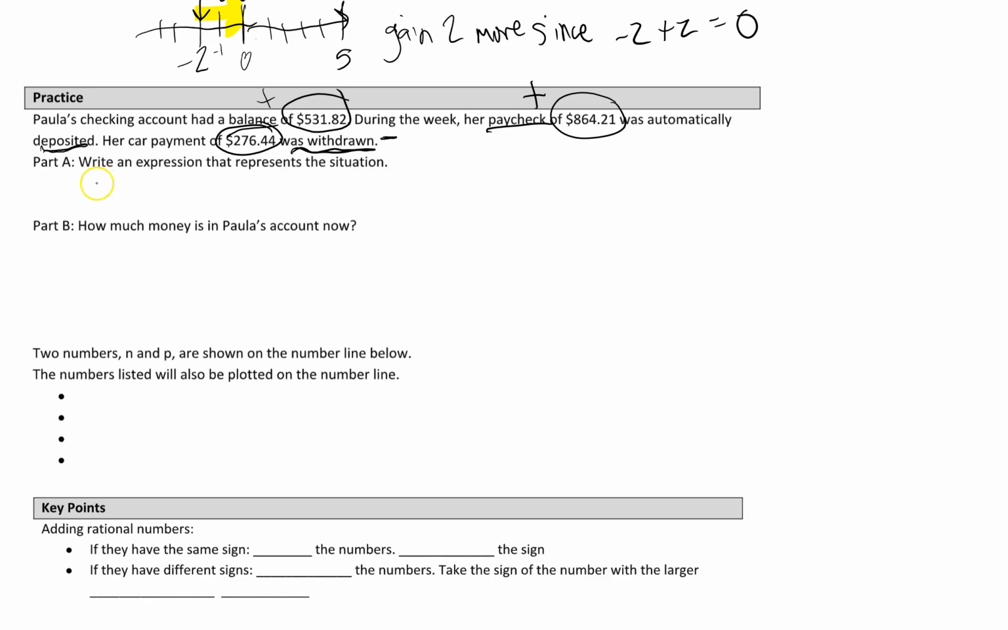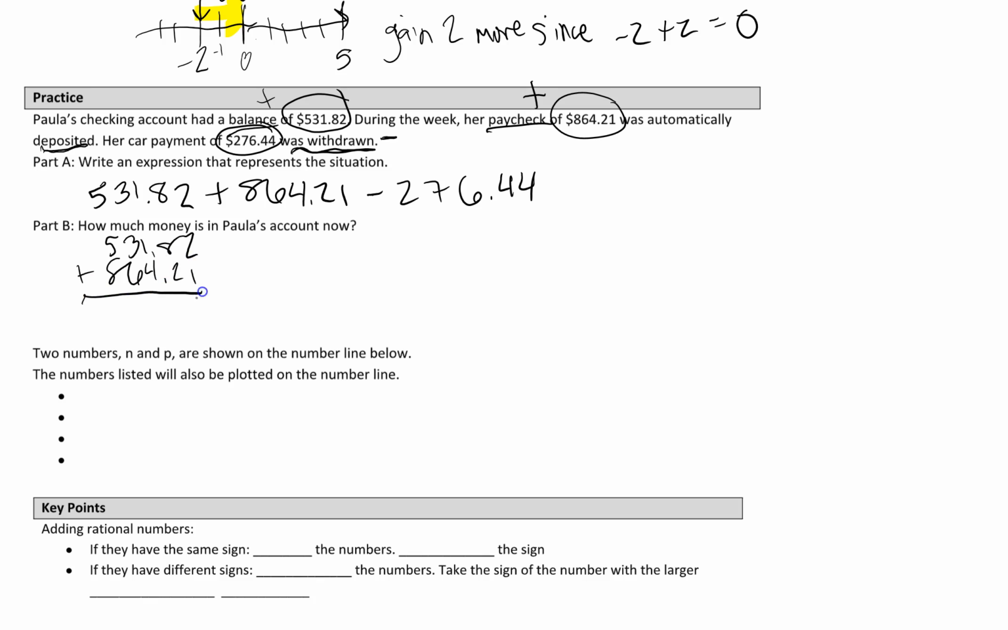So our expression is going to be she's starting at this $531.82. She's adding her paycheck, and then she's losing this money. And you could say minus, or you could say plus a negative, same thing. So in order to find how much money is in her account actually, we need to combine the positive ones. So 531.82 and 864.21. Make sure your decimals are lined up on this. We'll need to carry, and we'll need to place our decimals straight down.